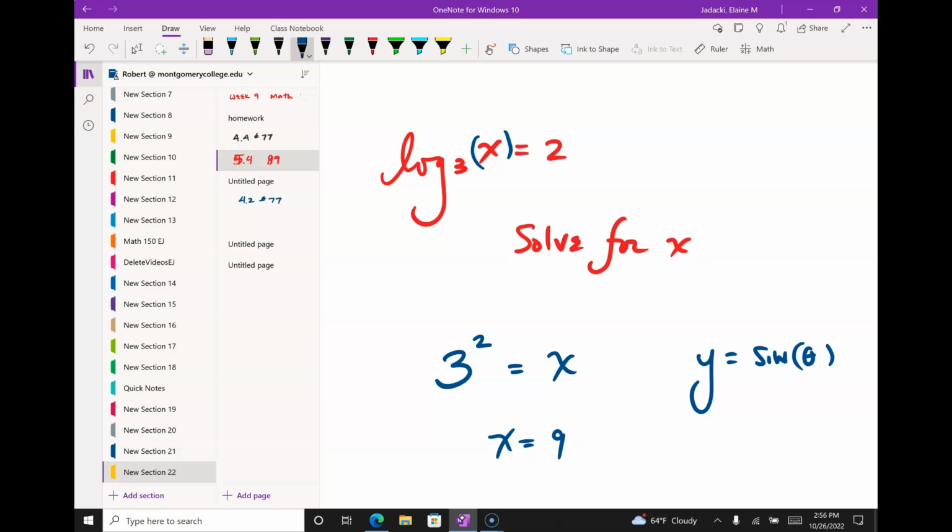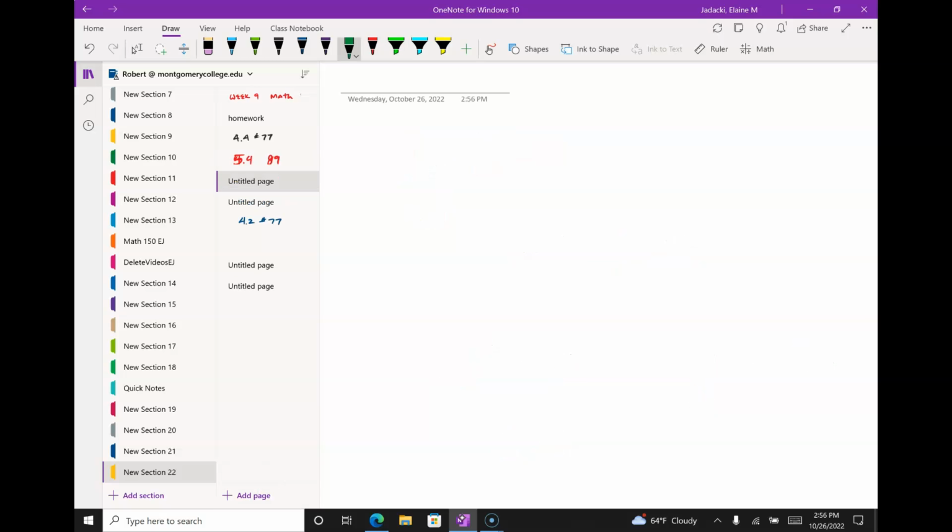All right, cool. Let's go over our properties. So this is 5.5, properties of logs.